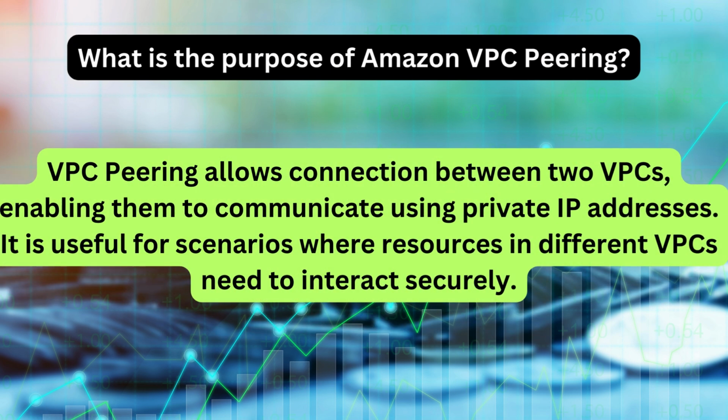What is the purpose of Amazon VPC peering? VPC peering allows connection between two VPCs, enabling them to communicate using private IP addresses. It is useful for scenarios where resources in different VPCs need to interact securely.